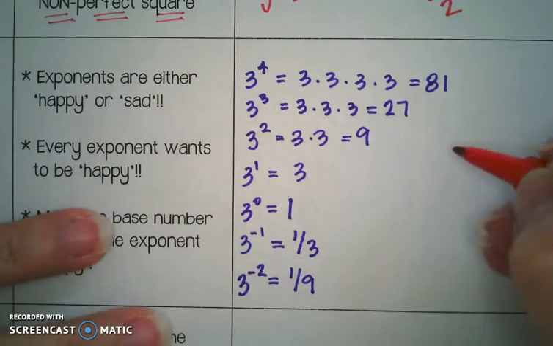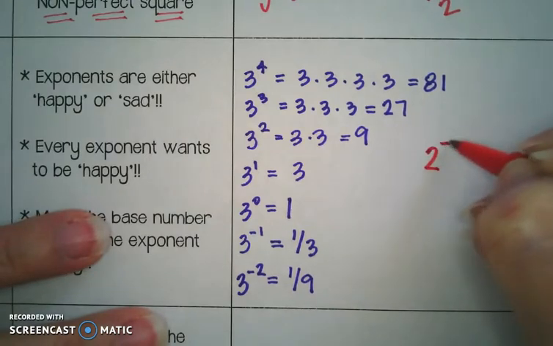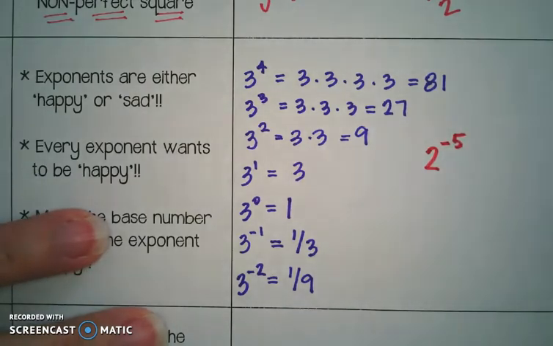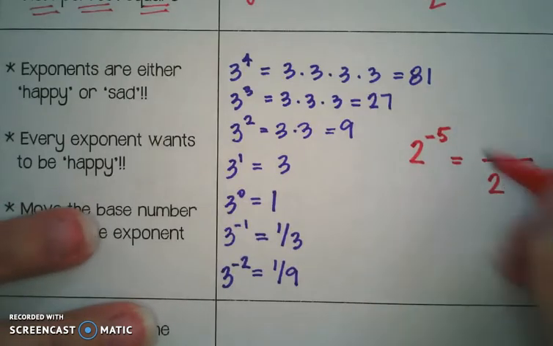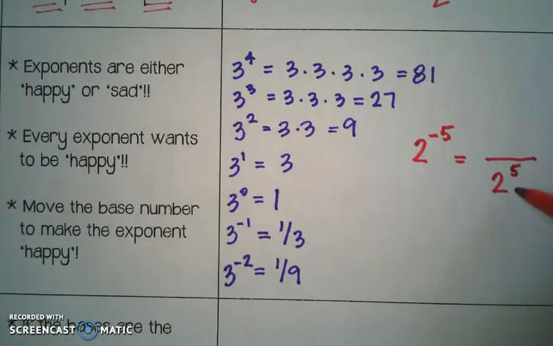So let's say we have 2 to the -5th. Well, this 2 is not happy, but we can make this 2 happy if we move it. And if we move it, now it's happy, so it's 2 to the 5th. And again, if there's something in the denominator, we never have 0 in the numerator just because nothing's written. It's an understood 1.